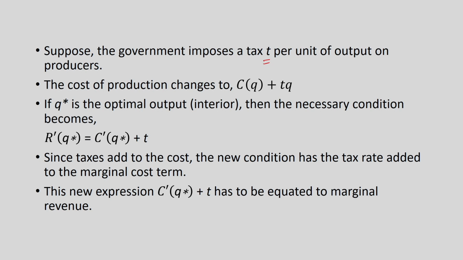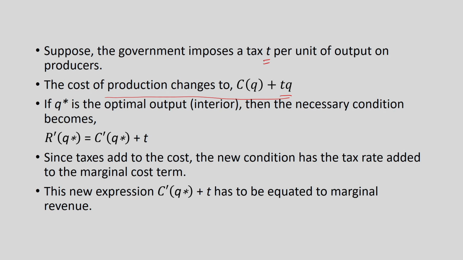In algebraic terms, what is the cost now? The cost is this: it is C(Q), which was there earlier, plus the cost component. What is the cost component? It is equal to t multiplied by Q. t is the tax per unit and the producer is producing in general Q units. So, t multiplied by Q is the total tax and that adds to the cost.